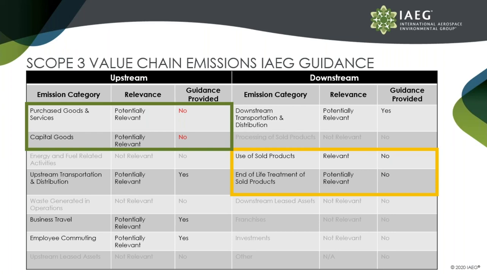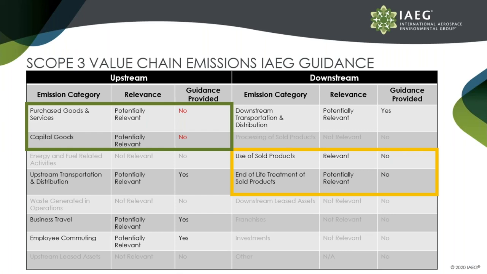And in looking at the 15 categories, it was determined that purchased goods and services and capital goods are both relevant and perhaps the largest categories of scope 3 emissions for many IAEG member companies. So the project was undertaken to come up with a methodology to help IAEG companies calculate those two specific scope 3 categories.